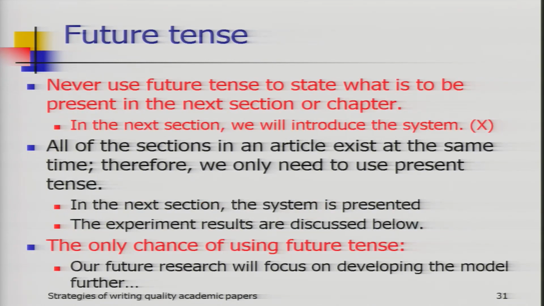And never use future tense to state what is to be presented in the next section. So this is wrong: "In the next section, we will introduce the system." This is a wrong use of English, okay? Because when you present a paper to people, those things are already in position at the same time. They are only in different locations, but not in different times. So you cannot use future tense. What we need to say is, "In the next section, the system is presented," or "the system structure is presented." "The experimental results are discussed below." You cannot say "will be discussed below" because we have already discussed it and put it in the following section.